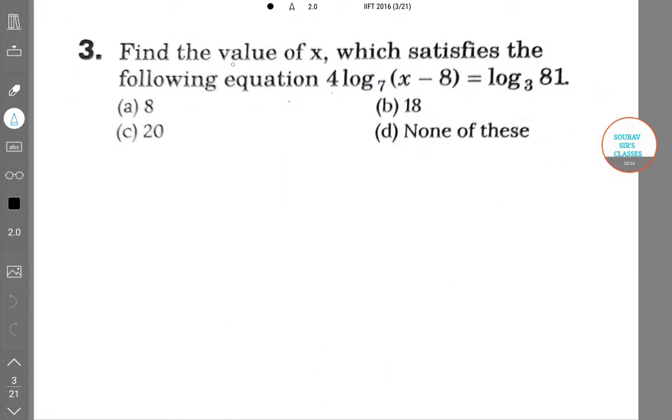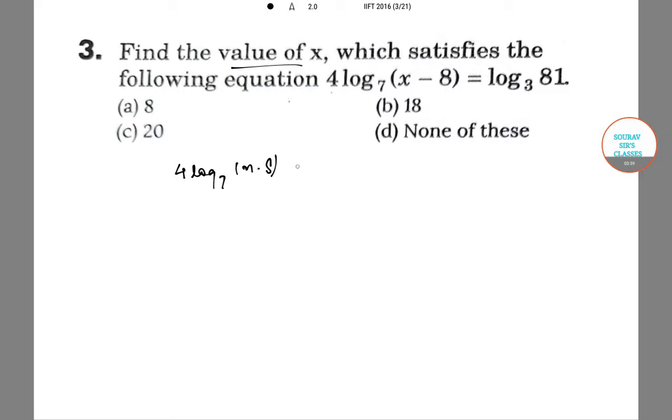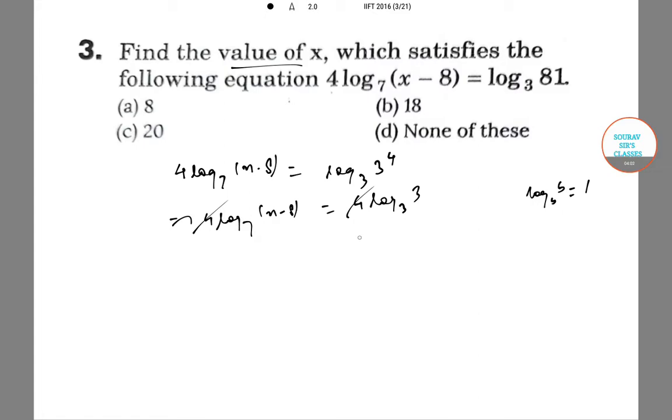The next question is, find the value of x which satisfies the following equation. 4 log (x minus 8) to the base 7 is equal to log 81 to the base 3. So this can be written as 4 log to the base 7 (x minus 8) is equal to log base 3 of 3 to the power 4. So this becomes 4 log (x minus 8) base 7 is equal to 4 log 3 to the base 3. 4 cancels out. Now we know log b to the base b equals 1. So log 3 to the base 3 equals 1.